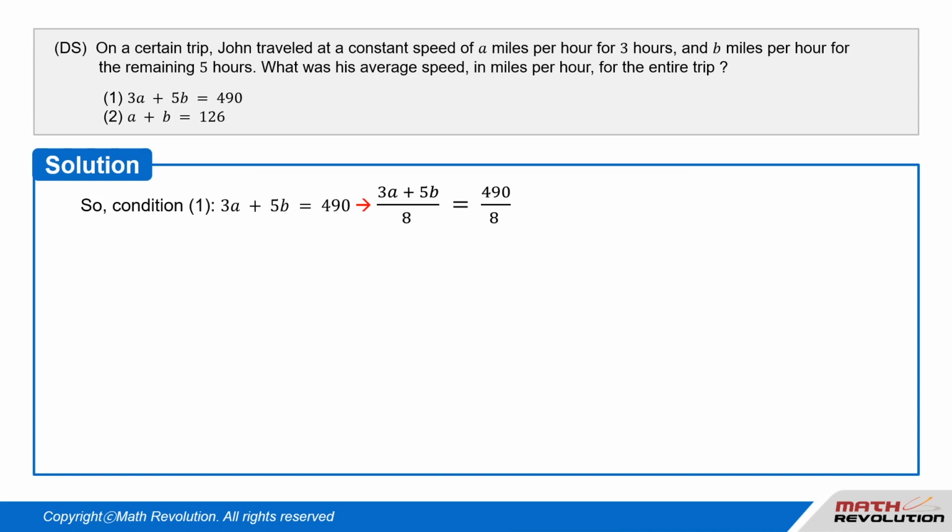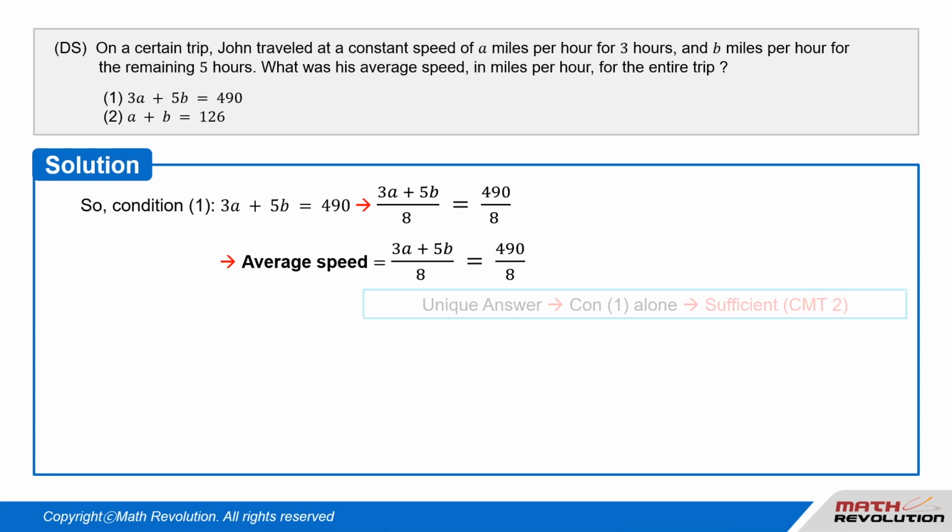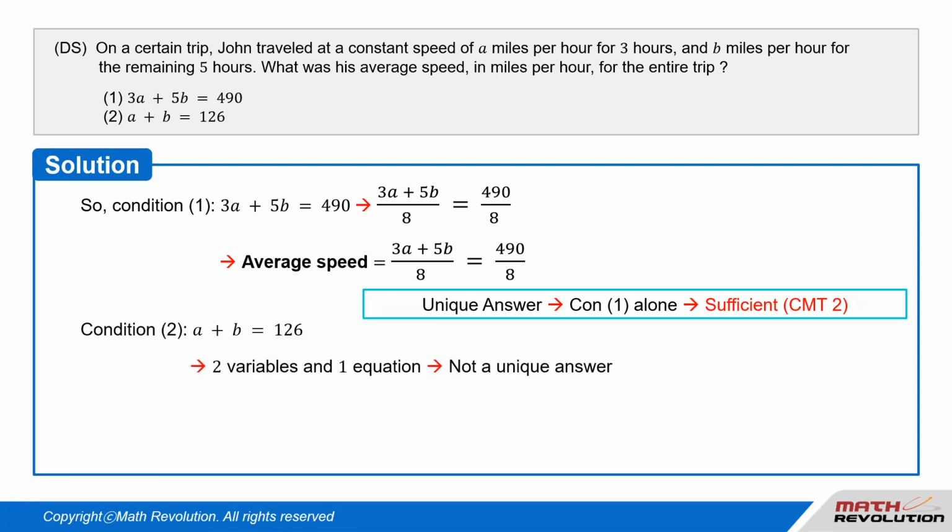Then it tells us that 3 times A plus 5 times B equals 490. Therefore, (3A + 5B) over 8 equals 490 over 8. Thus, the average speed, which is (3A + 5B) over 8 miles per hour, becomes 490 over 8 miles per hour. This value is unique, so the condition is sufficient by CMT2, which means that the number of answers must be 1. Condition 2 tells us that A plus B equals 126.